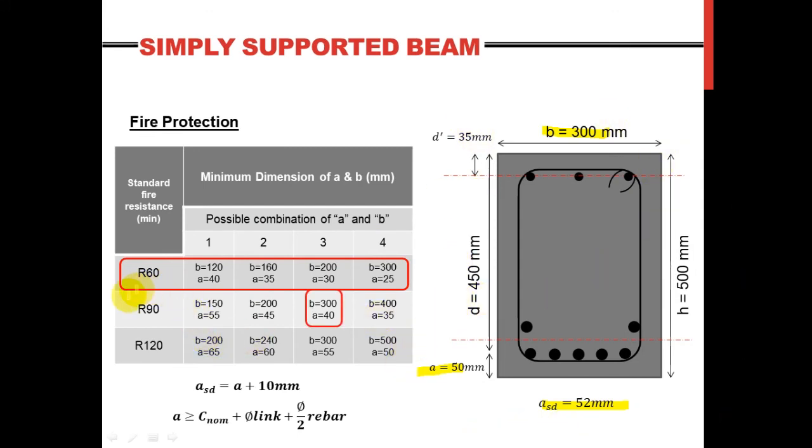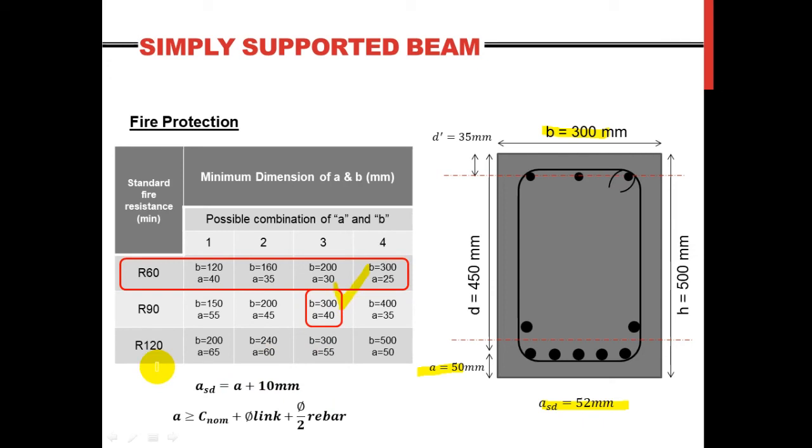But if I want my beam to resist fire for 90 minutes, then this option doesn't apply to my beam. This one doesn't apply as well, but this one meets, well, the B minimum here is 300. I have my B as 300 millimeter, and the A required is 40 millimeter. I have the A here as 50 millimeter. ASD in this case is going to be what? The 40 plus 10, so it's 50 millimeter, and I have it here as 52 millimeter.